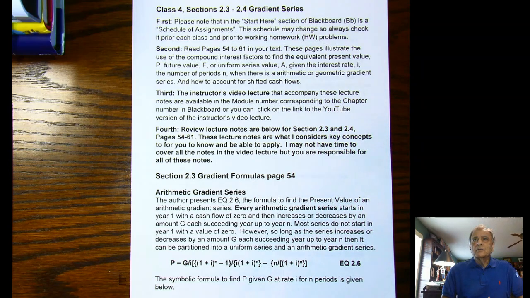Good morning and welcome to Class 4 of Engineering Economics. Today we're going to cover sections 2.3 and 2.4 in your ebook. And these sections deal with gradient series, two different kinds, the arithmetic gradient and the geometric gradient.